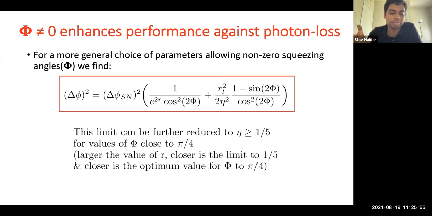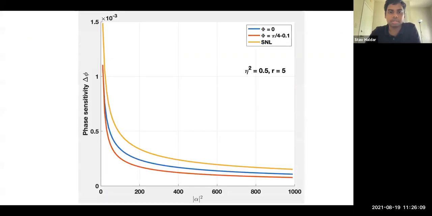If you have a large enough R, this optimal value is going to come closer and closer to phi equal to pi by 4, and you are going to reach closer and closer to your limit of eta equal to 1/5. So just a few plots to show the same. In this plot, I choose a fixed value of eta, just to show how the value of the squeezing angle can help you enhance your phase sensitivity.